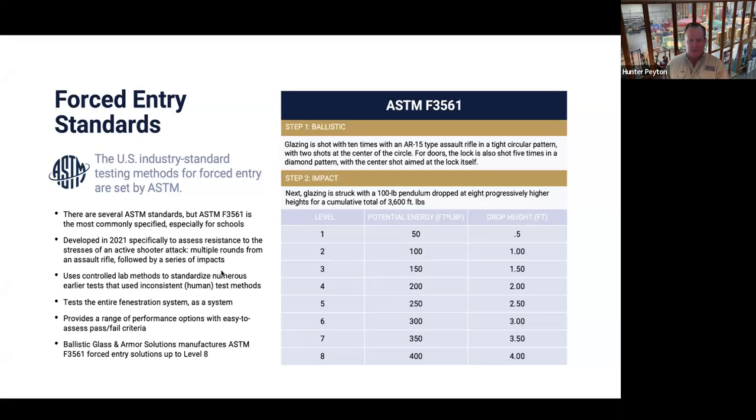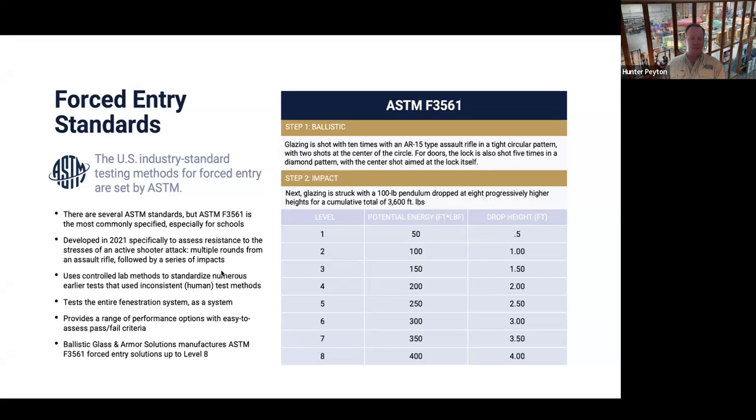The one that we test to, the ASTM F3561, is the newest test that was put forth in 2022 by the National Glass Association and ASTM. The reason they did this, again, is to bring order out of chaos with all of these different forced entry standards.